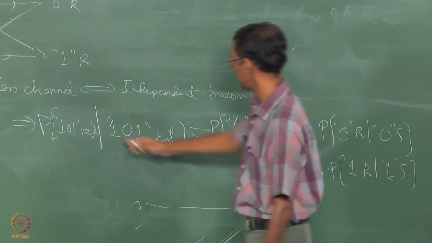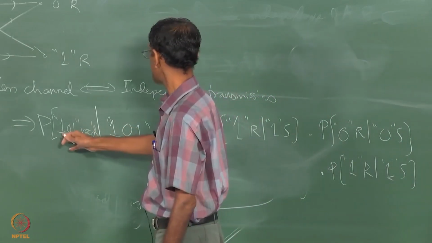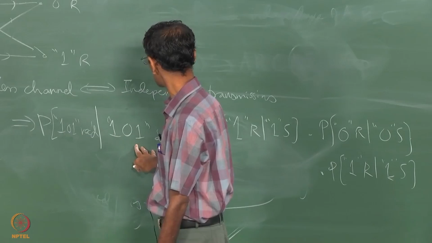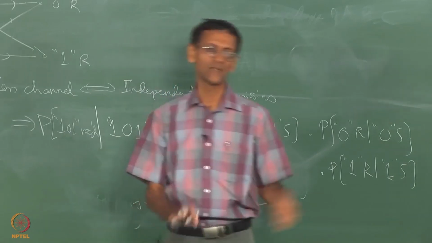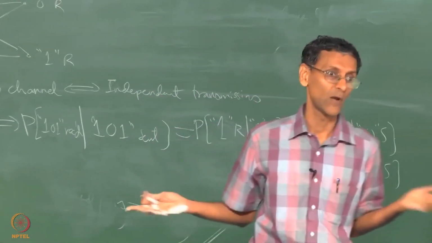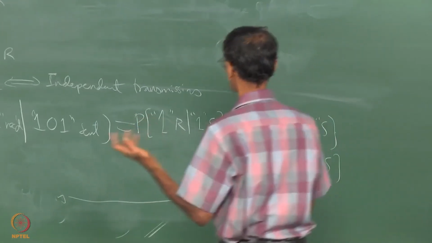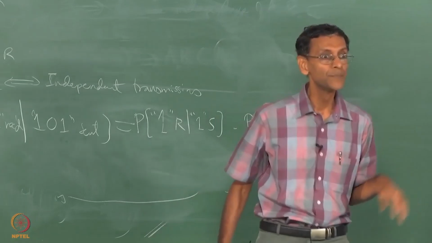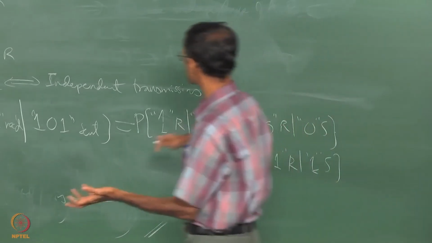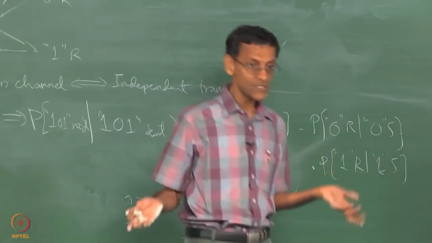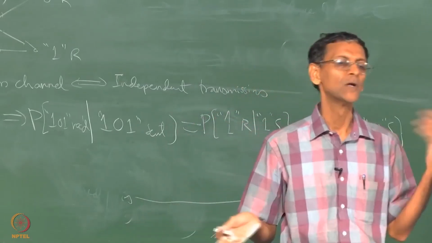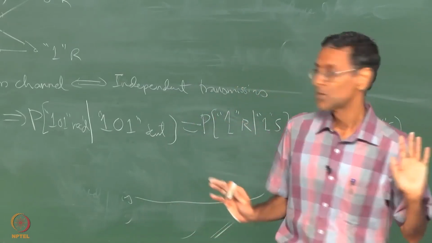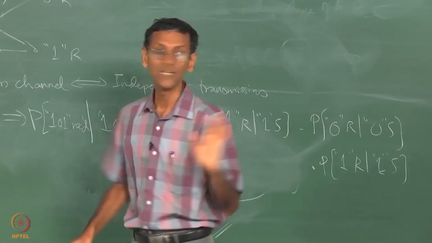Note, of course, I could have a different sequence here. Given the same input 101 sent, I could look at 000 or 111, whatever. All I would do in that case would be replace these three while keeping this one fixed. So a memoryless channel acts independently on each bit. It does not care about where the bits came from. So this is basically an example of conditional independence.